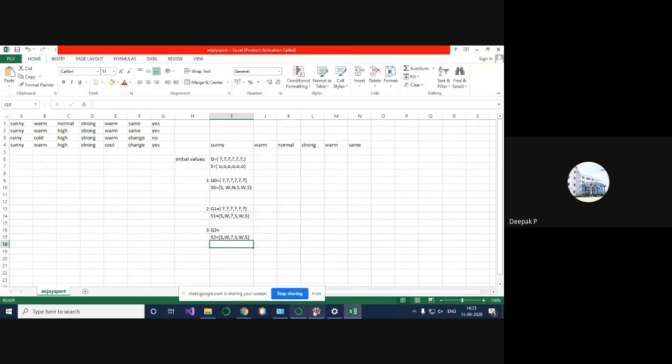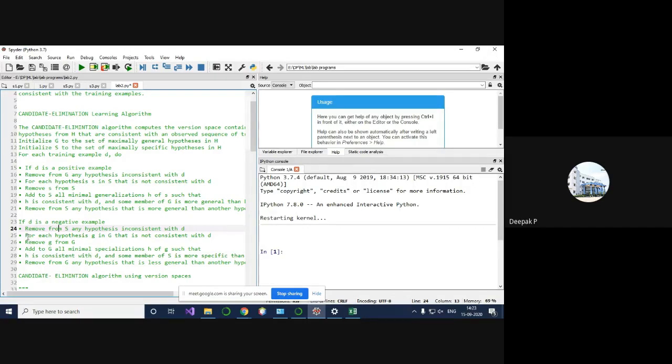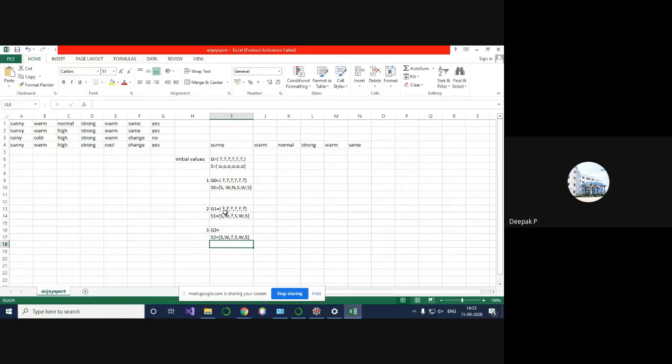Now listen. After this, I need to make it generalized, because as it is a negative example, in the candidate elimination algorithm, I need to make this inconsistent data a consistent one. So what should I do now? For each hypothesis G in G that is not consistent with D, remove G from G. See here in G1, I'm having all question marks, whereas here I'm having rainy. But I should not consider this data as my input. I need to get the complement data of this input. This is the most important condition where we generate the version spaces.